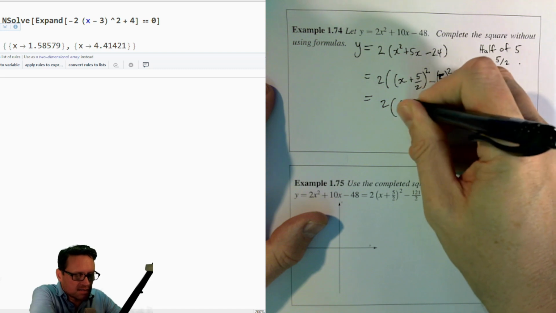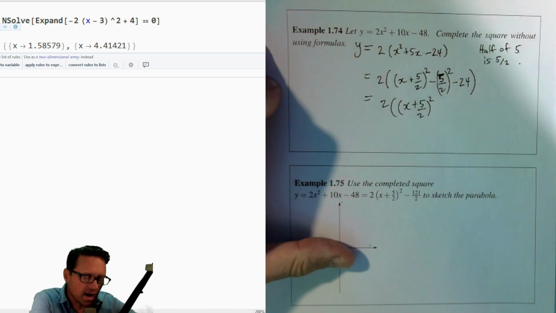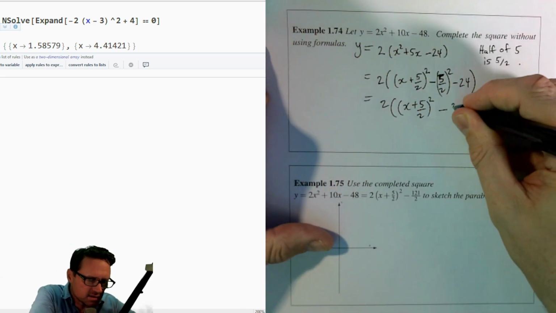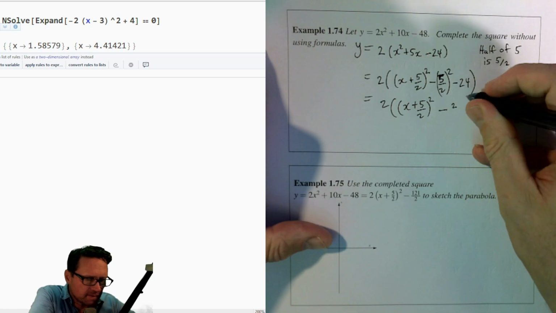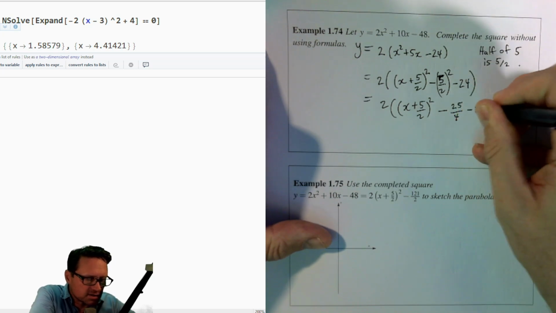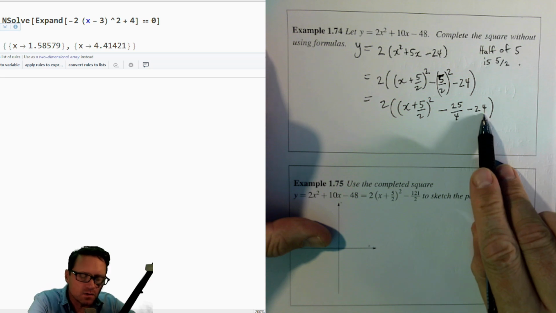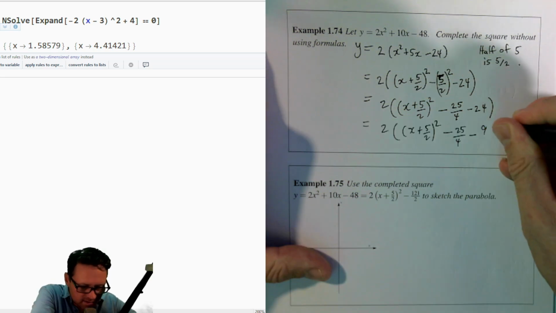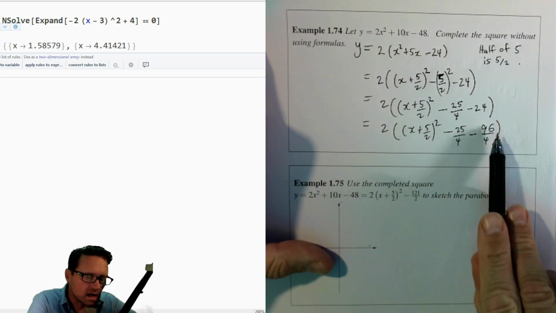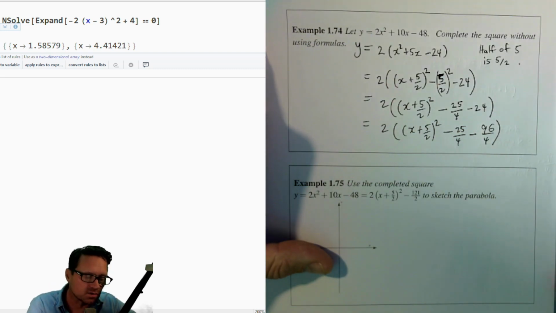2 in brackets, x plus 5 over 2 squared. Then we have minus 25 over 4 minus 24. Okay, 24 times 4 is 80 plus 16, which is 96. So that's 96 over 4. 96 plus 25 is 121.